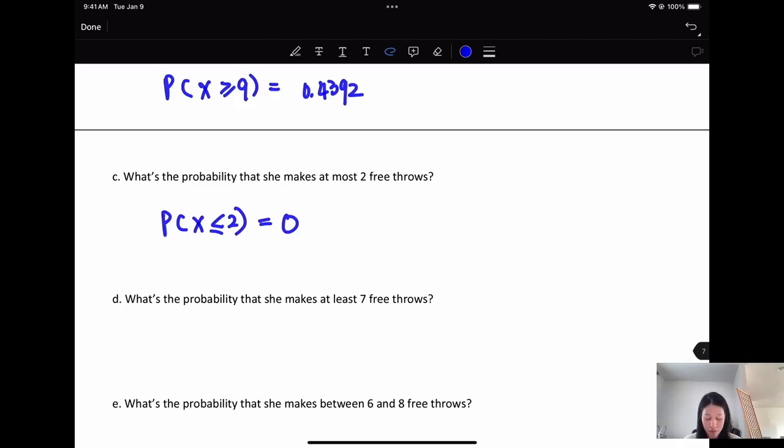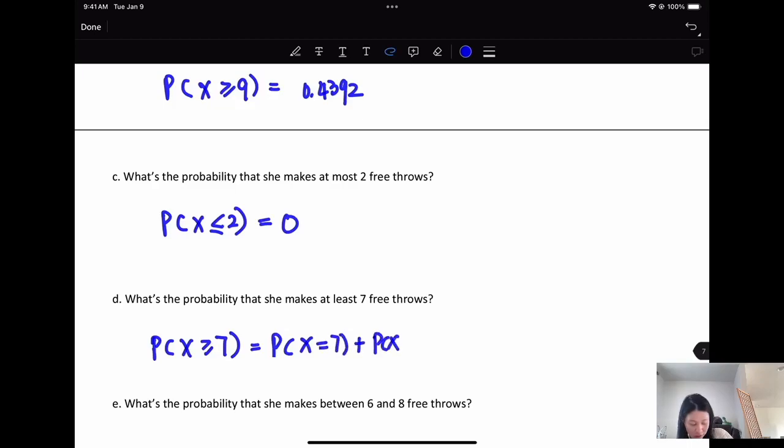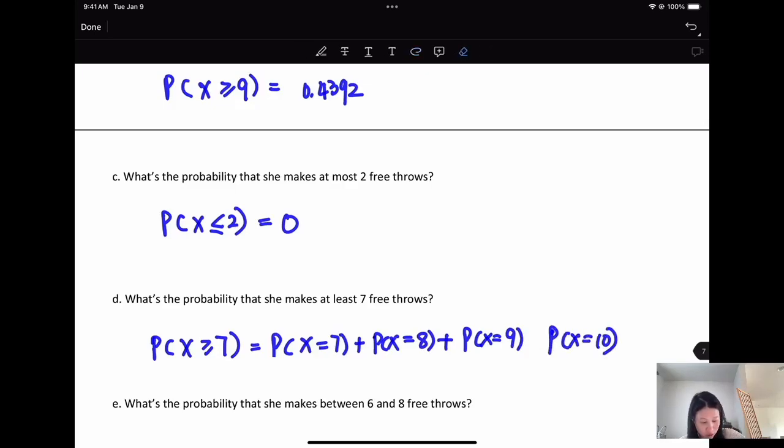Okay, next one is what's the probability that she made at least 7 free throws? So that means we want x greater than or equal to 7, or you can use x equals 7, x equals 8, x equals 9 and x equals 10. That gives you all the probability.